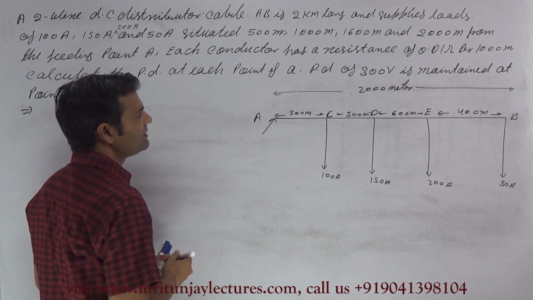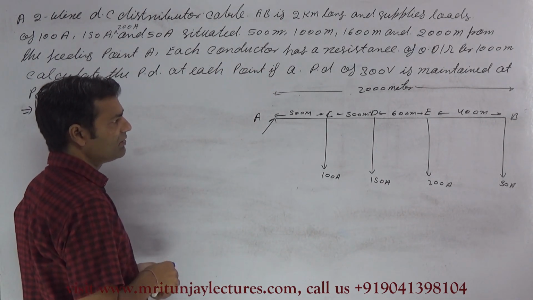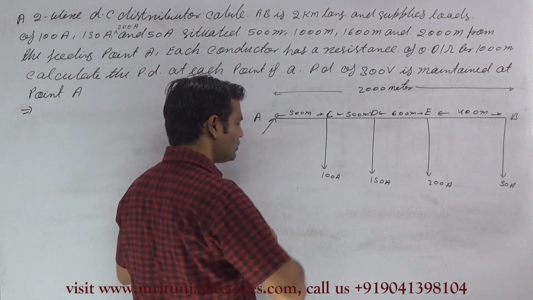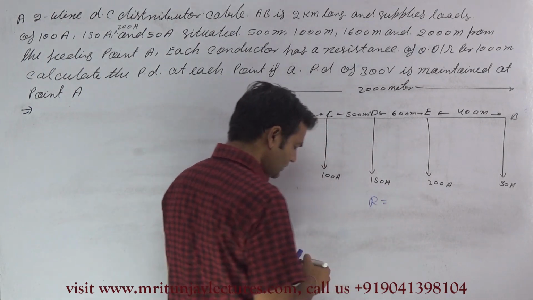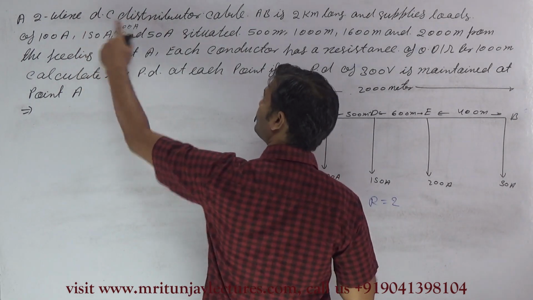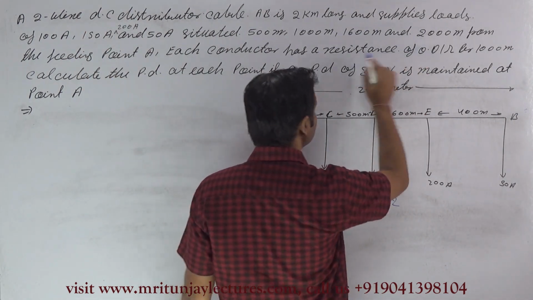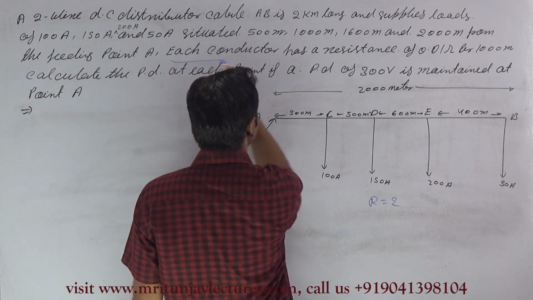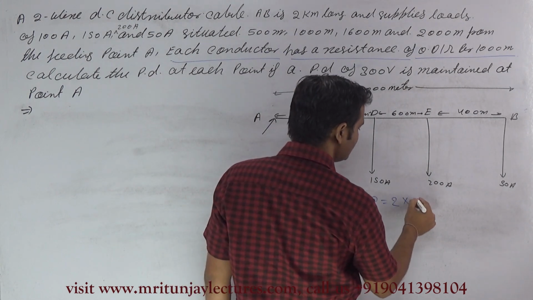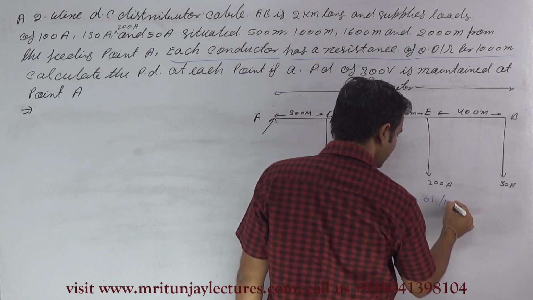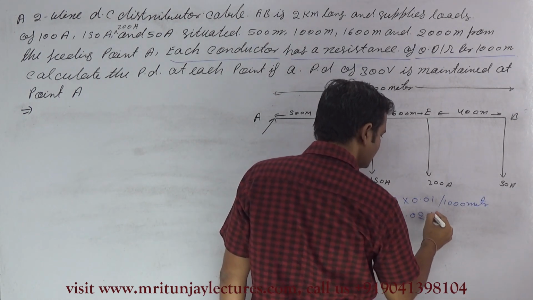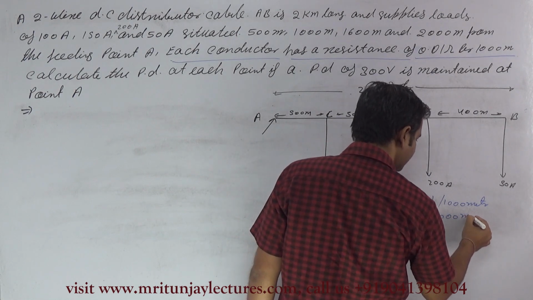Each conductor has a resistance of 0.01 ohm per 1000 meter, but that is 2 conductors. So what about the resistance? The actual resistance is 2 into 0.01, since it is a 2-wire DC distributor. So 2 into 0.01 per 1000 meter, that is 0.02 ohm per 1000 meter. Clear?